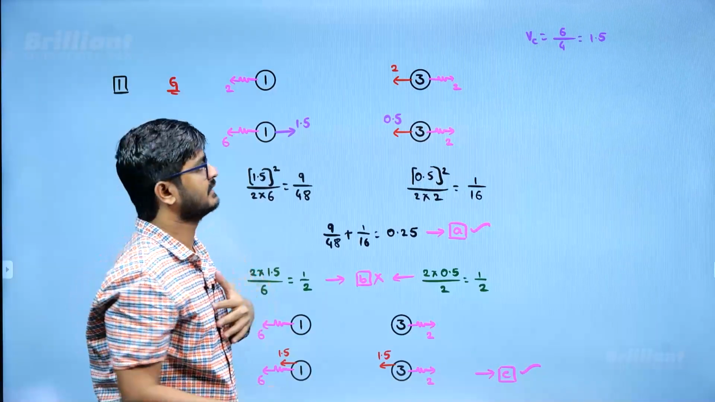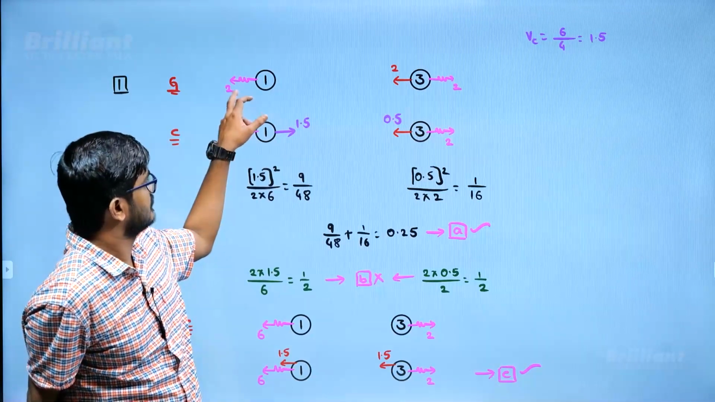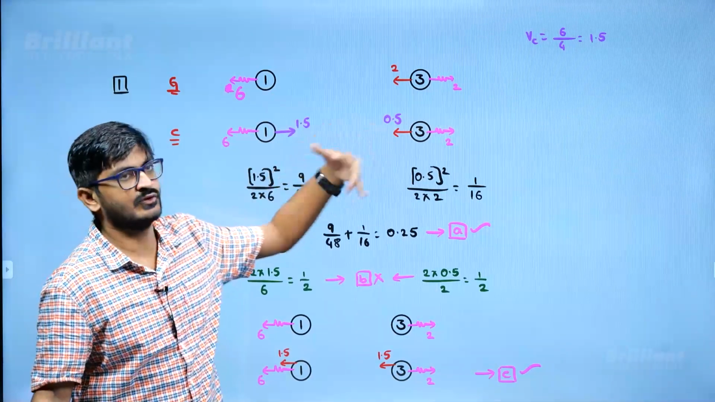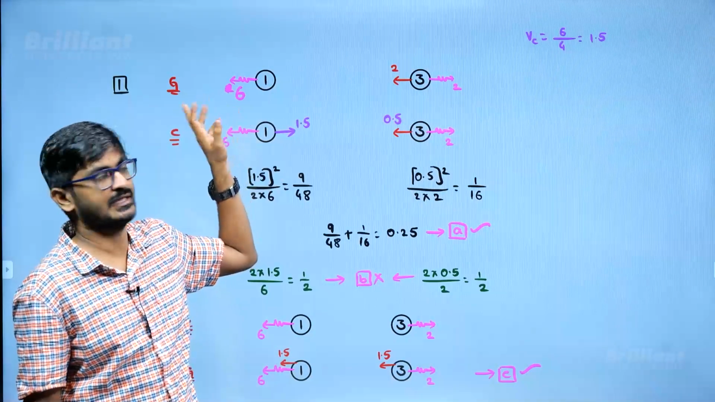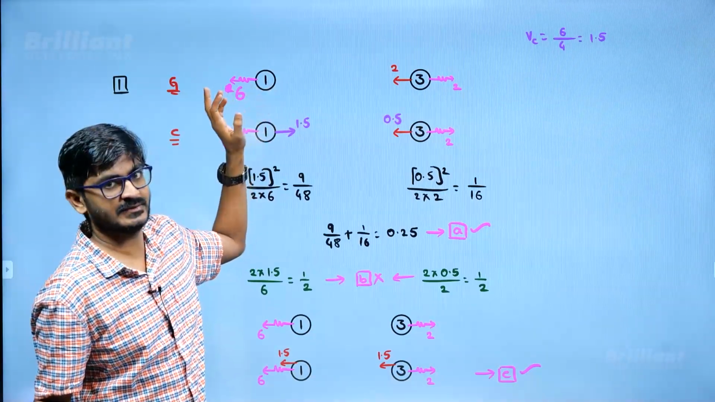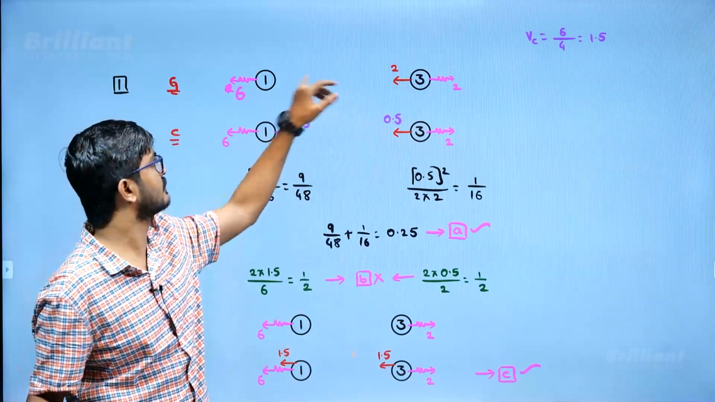It is 6 Newton. If the force is 6 Newton, the acceleration of A is going to be 6 meters per second square, and the acceleration of B is going to be 2 meters per second square. Now that is how it looks from the ground frame.